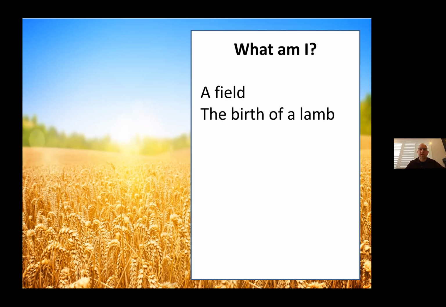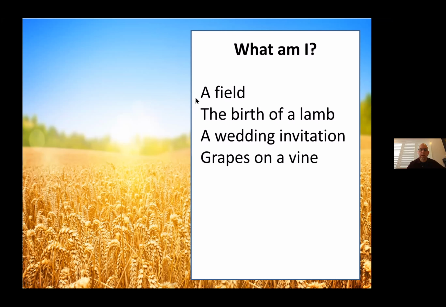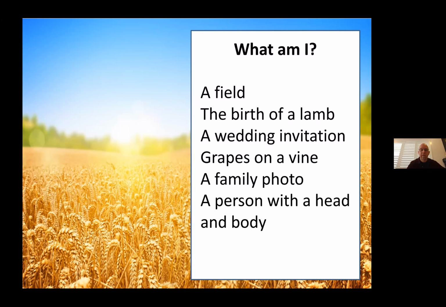So the next clue is the birth of a lamb. Okay, the next clue, a wedding celebration or a wedding invitation. Grapes on a vine. Family photo. And the last clue, a person with a head and a body. What am I talking about?